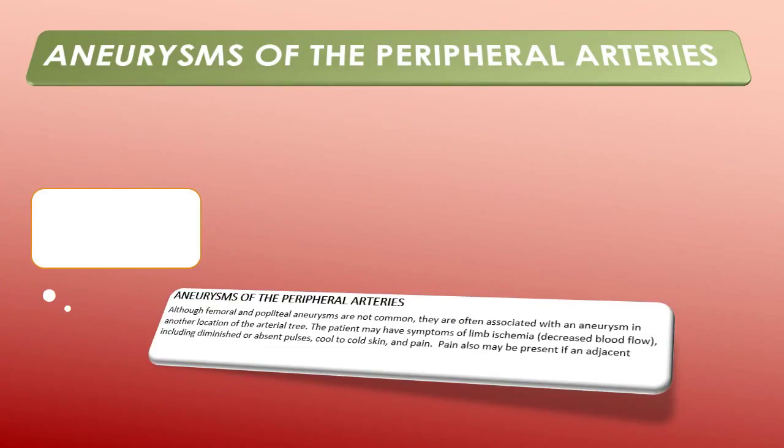Aneurysms can also happen in the peripheral arteries. Although femoral and popliteal aneurysms are not common, they're often associated with an aneurysm in another location of the arterial tree. The patient may have symptoms of limb ischemia, a decreased blood flow, or they may have poor or absent pulses, cold skin, and pain. The recommended treatment for aneurysms, regardless of size, is surgery because of the risk of thromboembolic complications.